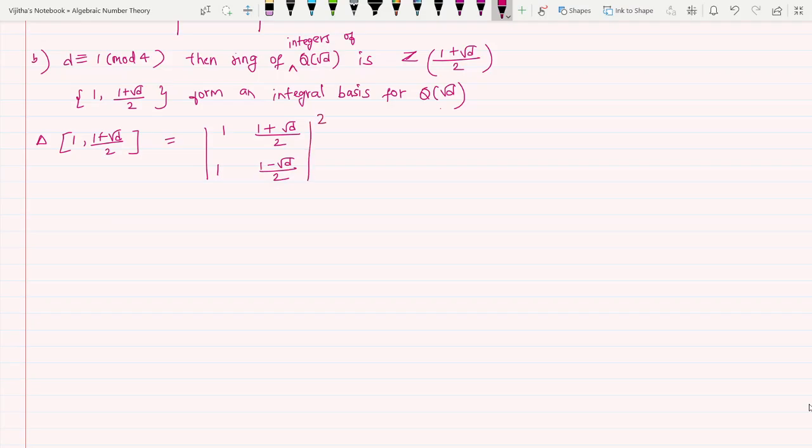Okay. Now we have to simplify this. It will be (1 minus root d)/2 minus (1 plus root d)/2. You can see that the half will get cancelled, so you will get minus 2 root d by 2, root d, whole square. So this is nothing but d. Okay. So the discriminant is d if d is congruent to 1 mod 4. The discriminant happens to be d itself.